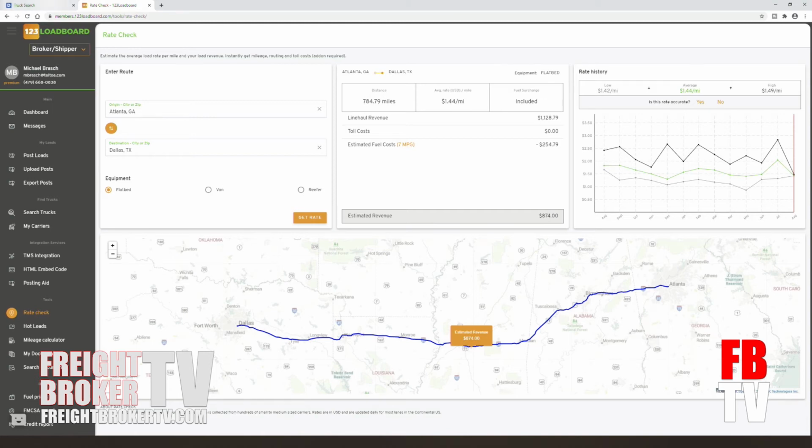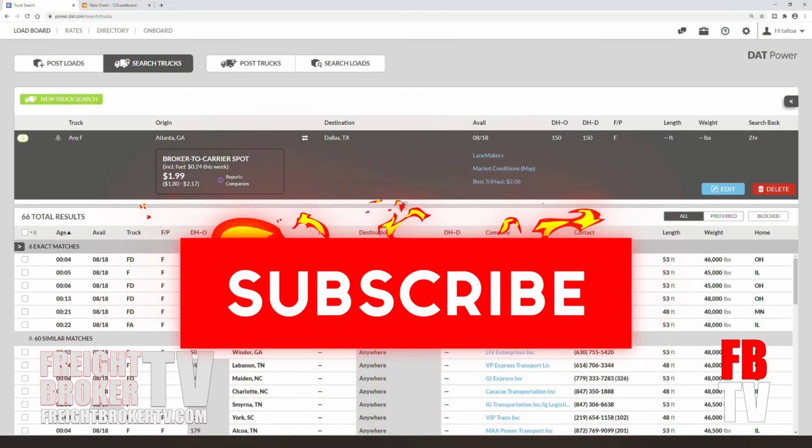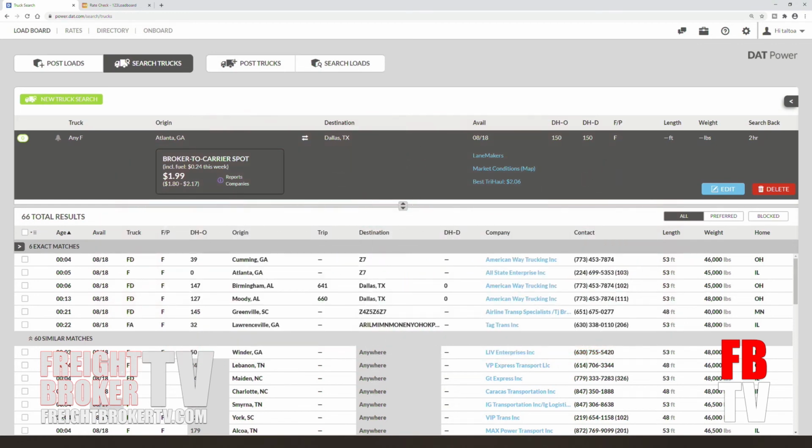123 Load Board and DAT. As a broker, you want as many of these freight tools or load boards as you can get that are going to work for you. But you're going to have to make a decision: what's going to be my primary load board, my secondary, my tertiary, and go from there. The more load boards you have available to you, the more reach you're going to have. Now, when I say that, don't go nuts. Don't go out here and sign up for every load board there is, because you only need a couple, two or three.